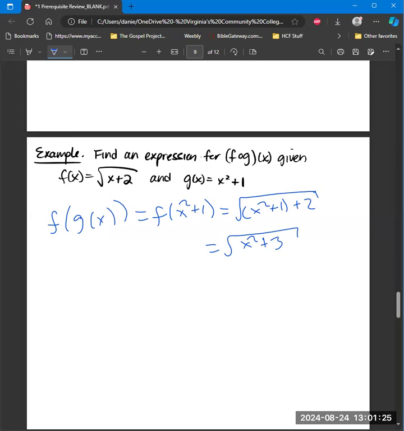Note that if we went the other way and did g of f of x, this would be something squared plus 1. This would be the square root of x plus 2. And when I square that square root, it would go away.